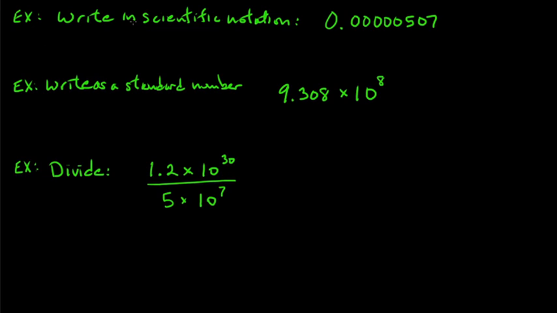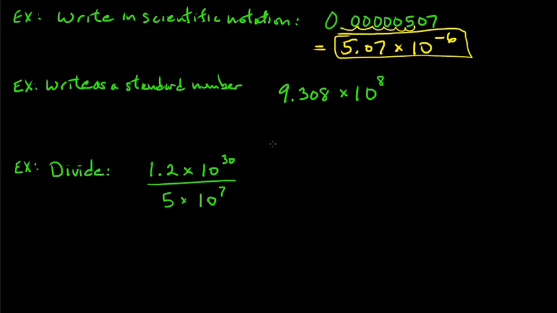And if you can handle these three, you could probably do just about any of the homework problems. Right? So write a number in scientific notation, 0.0000507. You just move the decimal to after the 5. So 5.07 times 10 to what power? Negative 1, 2, 3, 4, 5, 6. Yep. So 5.07 times 10 to the negative 6. That's all it is.